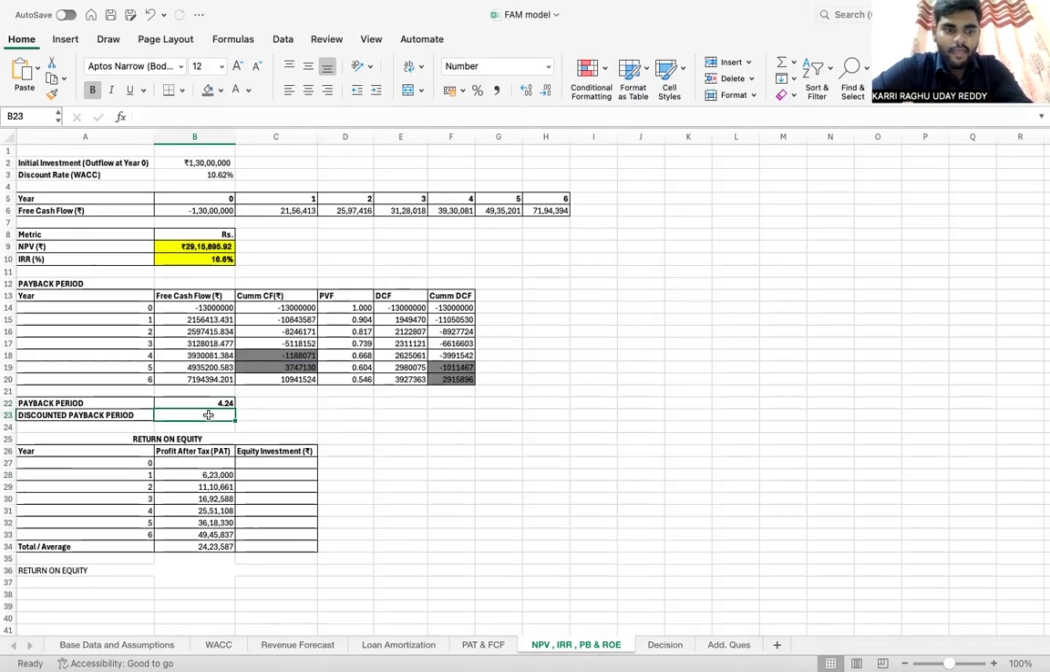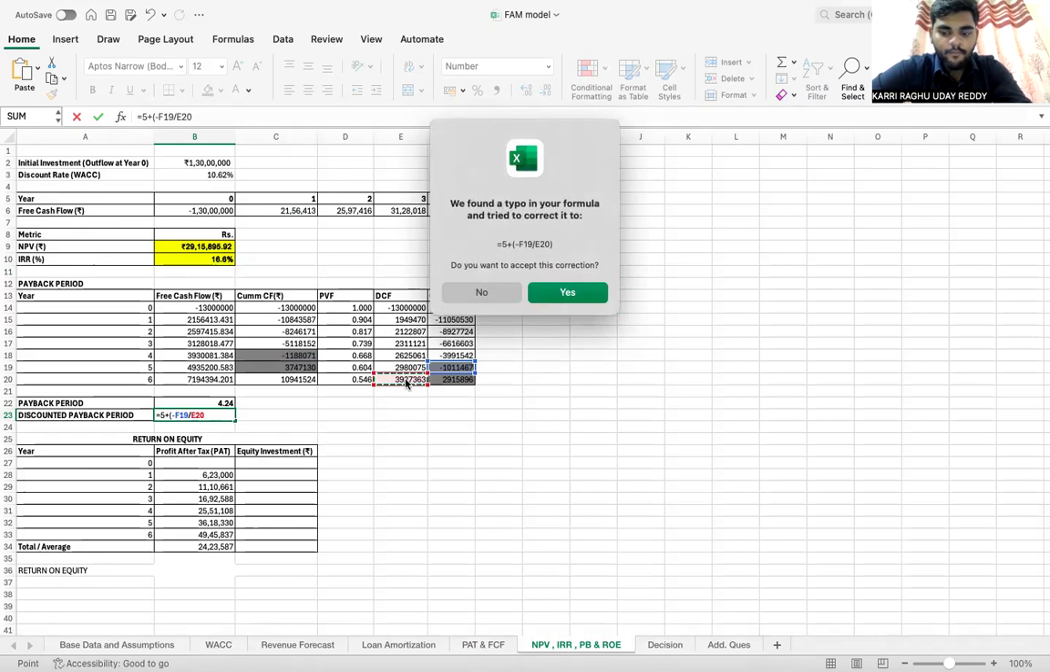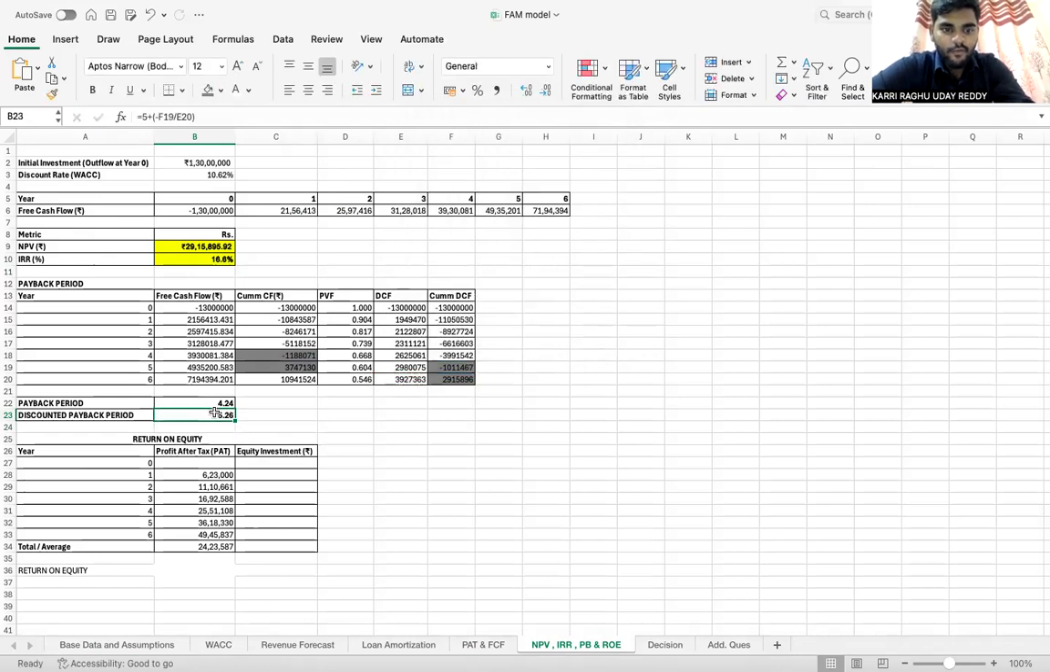Now similarly we can calculate the discounted payback period. It lies between 5 and 6. So 5 plus, without sign, so I am adding negative here, and this value divided by the DCF value of the 6th year. Now I'm getting 5.26 as the discounted payback period and 4.24 as the payback period.